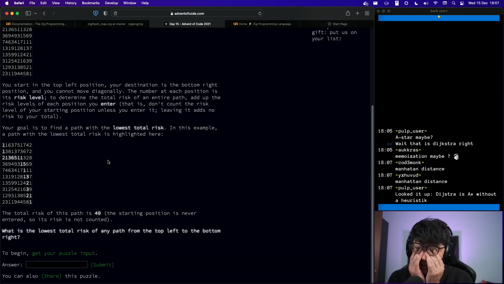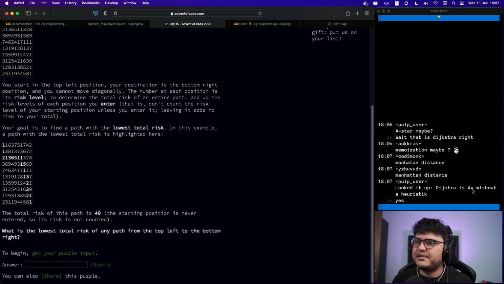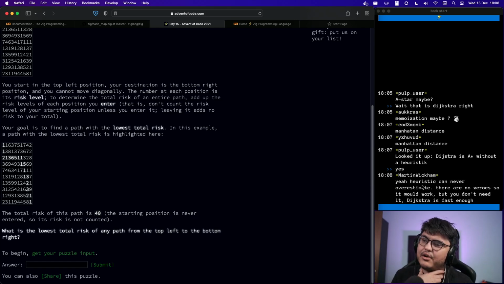Is the heuristic allowed to overestimate, right? And not underestimate. I don't remember, but I think that Dijkstra, it's easy. Looked it up. Dijkstra is A-star without the heuristic. Yep. So heuristic can never overestimate. Fuck. So it can under but not over. So it means that we cannot do this thing. There are no zeros, so it would work, but you don't need it. This is fast enough. Yeah, I would assume so.